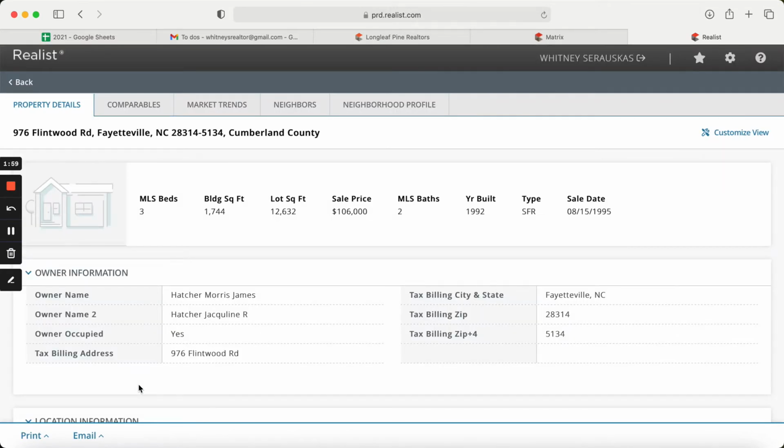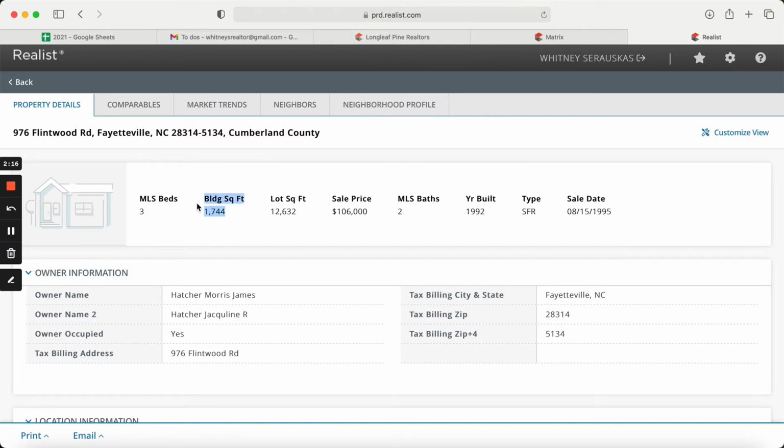And as you can see, you could find out all the property detail information. When was it last sold? When was it built? The last sale date? How many bathrooms? How many bedrooms? What year it was built? The square footage. I wouldn't trust this completely.